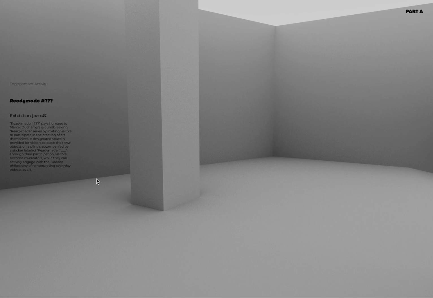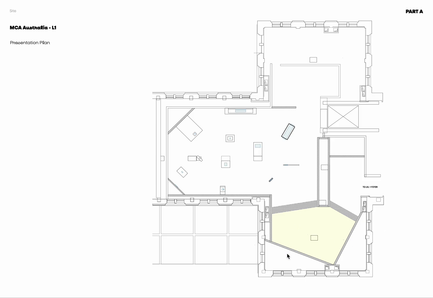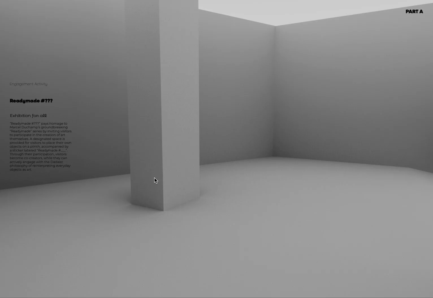So this is the yellow place, where when they walk in, this is what they see, and this is the platform where we'll have multiple plinths around the space and people can put their own stuff on it.